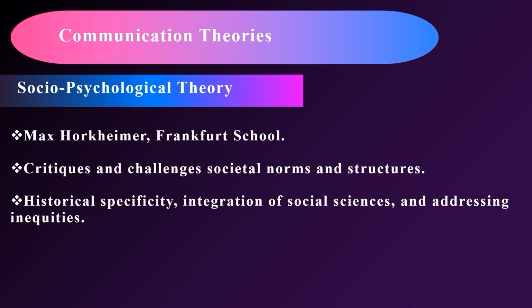Next and last theory is critical theory. Critical theory was first defined by Max Horkheimer of the Frankfurt School of Sociology in his 1937 essay Traditional and Critical Theory. Critical theory is a social theory oriented toward critiquing and changing society as a whole.